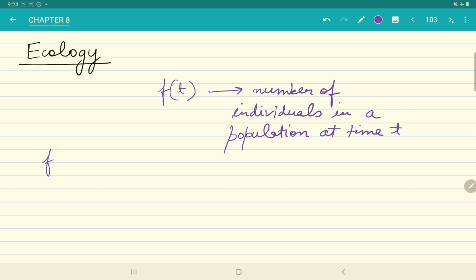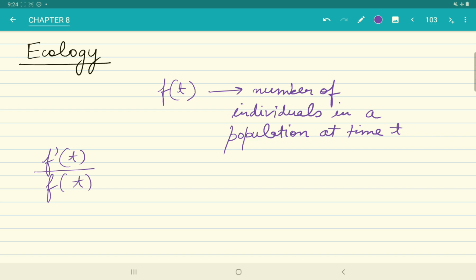So here, if I consider f prime t by f of t, I know what f prime t by f of t is. It is the relative rate of increase of the stock at time t. It is the proportional rate of increase of the stock at time t. But now in this case, I know f of t denotes the number of individuals in a population at time t. That means this is the relative rate of increase of the number of individuals in a population, and obviously at time t.